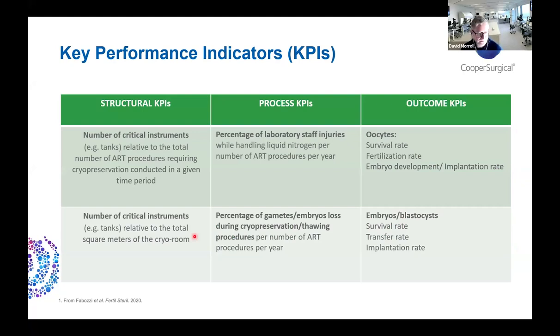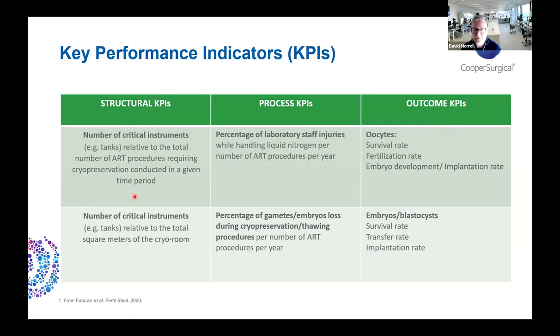Now, it's worth mentioning that I'm going to focus on the key performance indicators. I would also steer you towards this paper from Fabozzi and colleagues from a couple of years ago now, where as well as the outcome KPIs that we're more familiar with, the fertilization rates, cleavage rates, blastocyst rates, as well as those, they highlight the importance of other types of KPIs. So the ones that they described as structural KPIs.